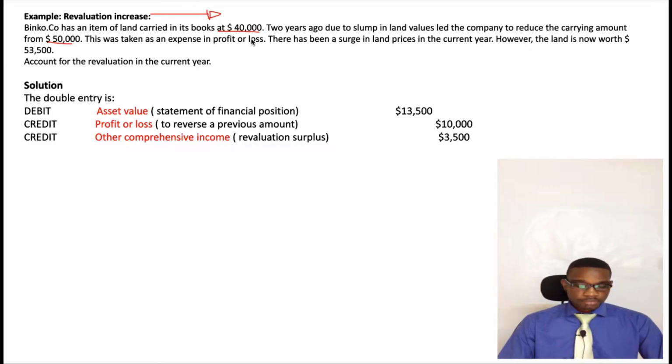Let us see this in a practical scenario or practical question. Binko Co has an item of land carried in its books at $40,000 two years ago. This is the carrying amount. Two years ago, due to a slump in land value, the company reduced the carrying amount from 50,000. So this company conducted a revaluation two years before.